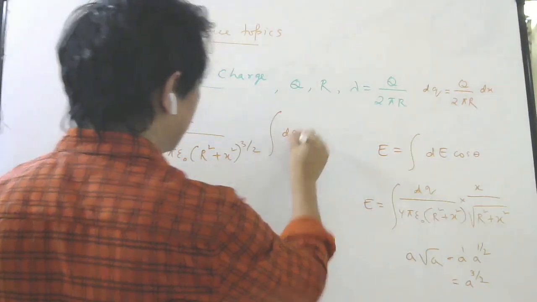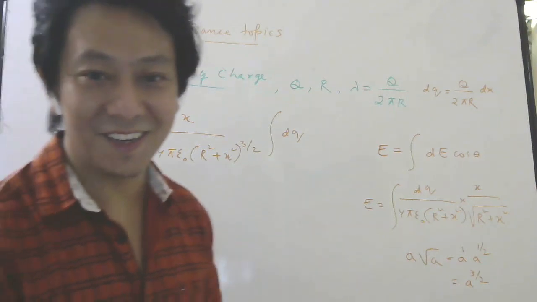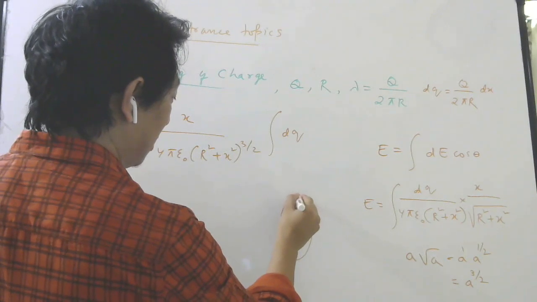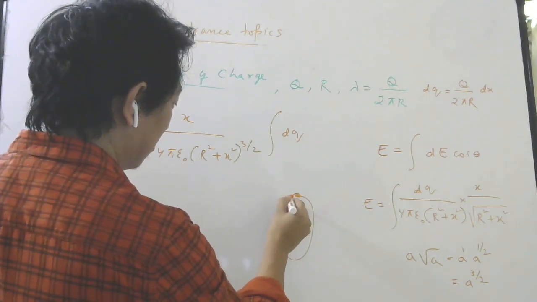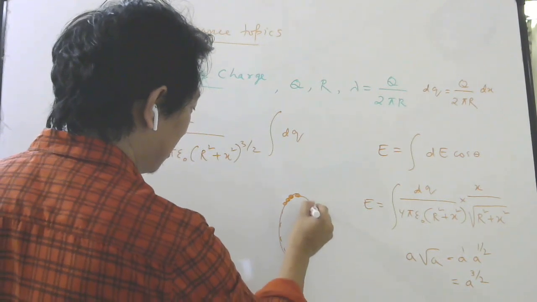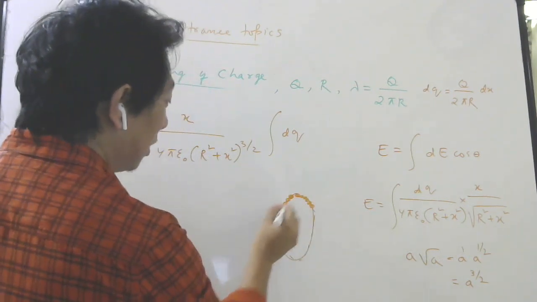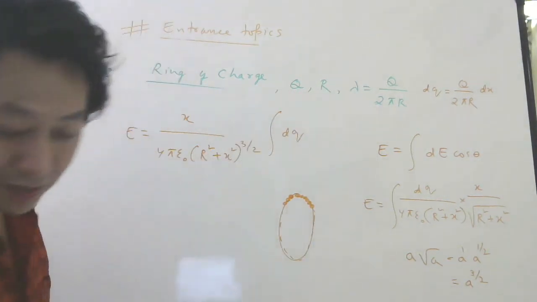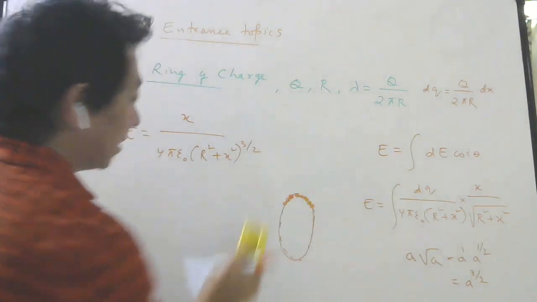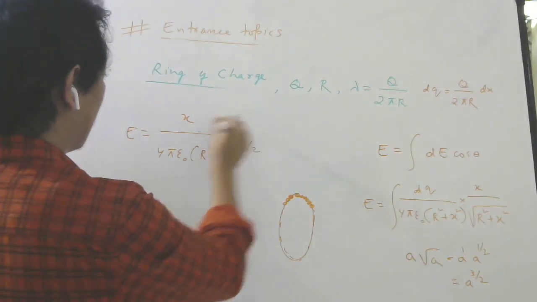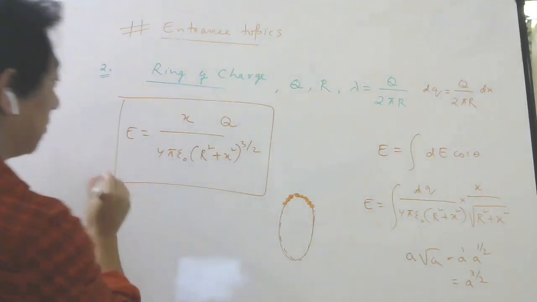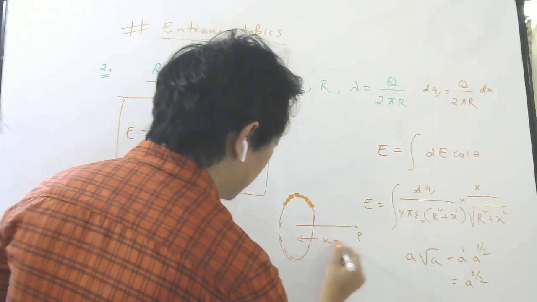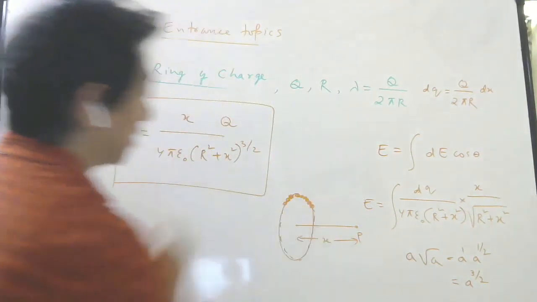So everything is constant. So what will be left? Only dq. Don't take dq also out. Then what will you integrate? Nothing. Now if you add dq, dq was what? dq is a scalar, remember. So all these dq's are positive. If you add all the dq, what will you get? Total charge. So in place of integration of dq, I can write total charge. And this is the formula for electric field at a point P, which is at a distance x from the center of the ring of charge.